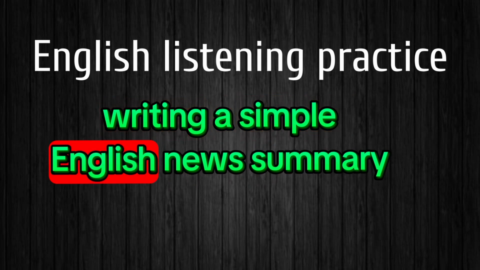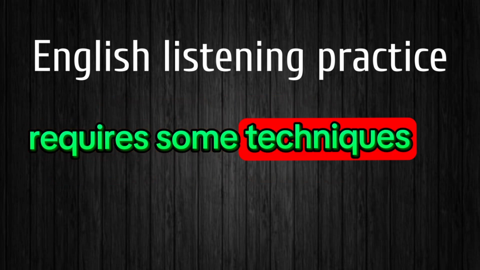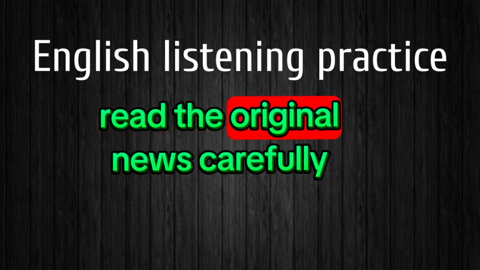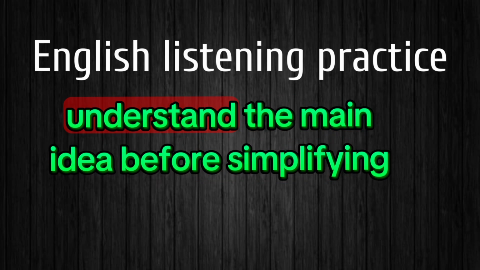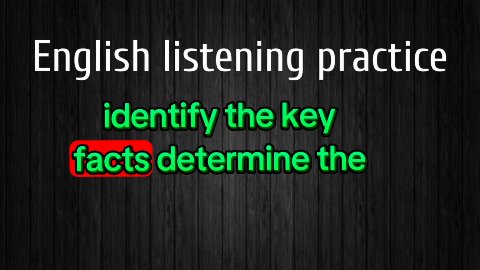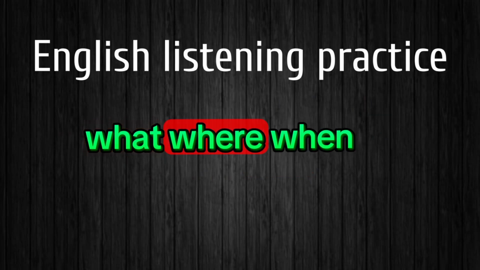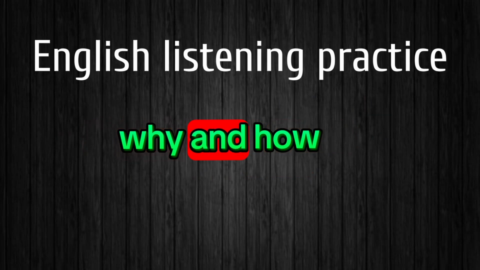Writing a simple English news summary requires some techniques to ensure clarity and effectiveness. Read the original news carefully. Understand the main idea before simplifying. Identify the key facts. Determine the most important details such as who, what, where, when, why, and how.